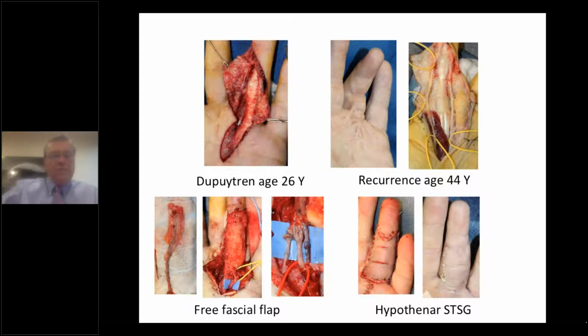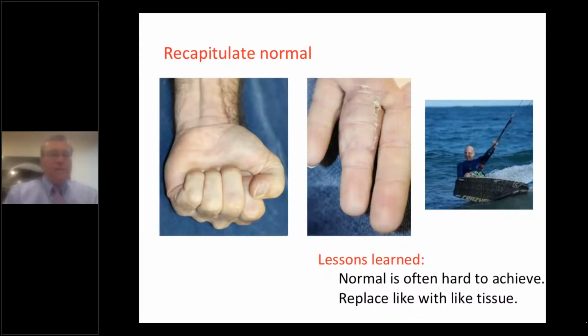So in this particular case, we took a small fat fascial flap with a long pedicle, hooked it up in Guyon's canal, put a hypothenar graft on it, and you can see the result about a year later. This guy happens to be a world-class kite surfer, and so far it's held up pretty well. That's his left hand that he's holding on to the kite with.